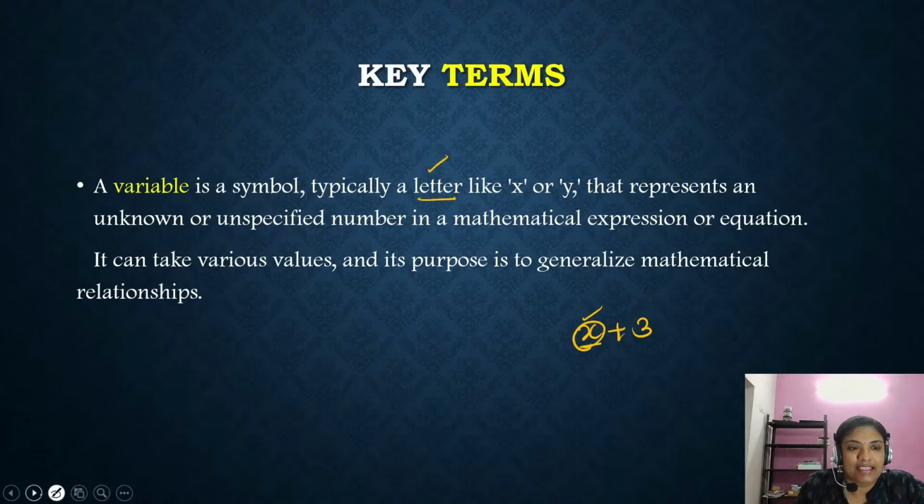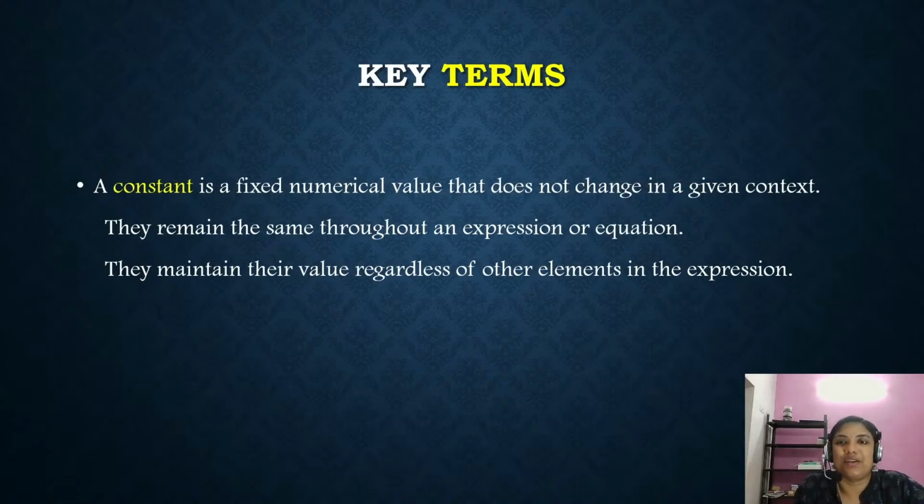And next is constant. What was constant in our example? X plus 3. Here, the number of extra candies was fixed, right? We have no right to change that, right? So, this 3 is known as constant. And constant remains the same throughout the expression. We have no right to vary that.